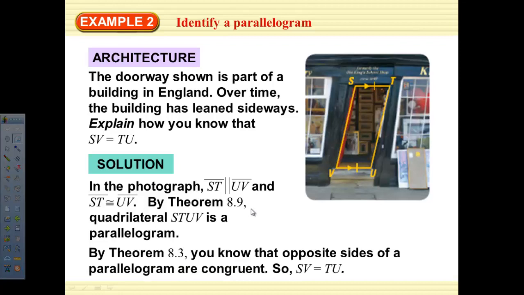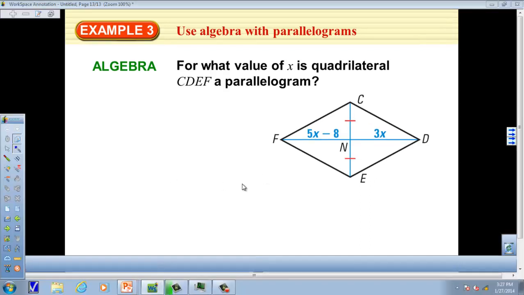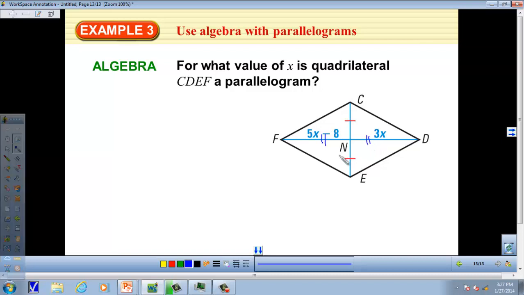Okay? And here's another one. It says, for what value of x is the figure a parallelogram? Well, if this is a parallelogram, then not only is CN congruent to NE, but FN is congruent to ND, because the diagonals bisect each other. So at that point, we can say 5x minus 8 equals 3x.